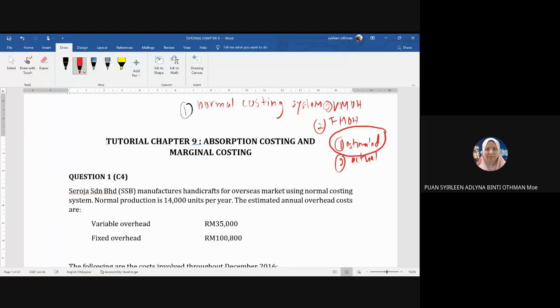Itu benda yang awak kena faham betul-betul lah when it comes to soalan topik 9. Okay, certain student dia memang tak boleh relate benda ni sebab dia tak nampak.